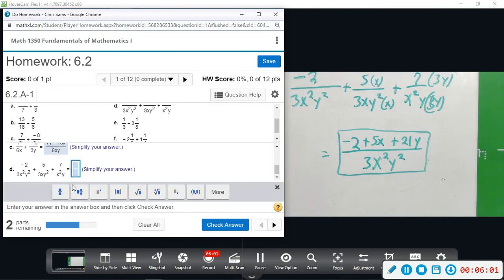So on the bottom we have 3x squared y squared, and then on the top we have negative 2 plus 5x plus 21y.